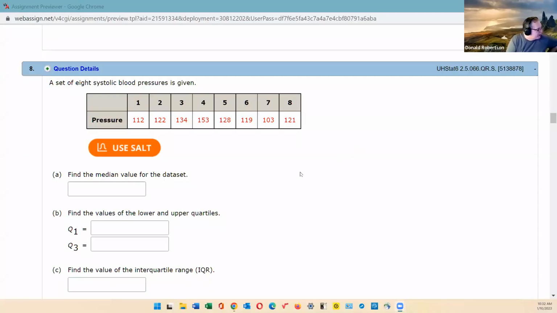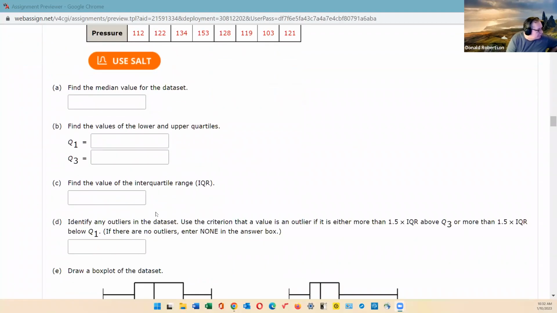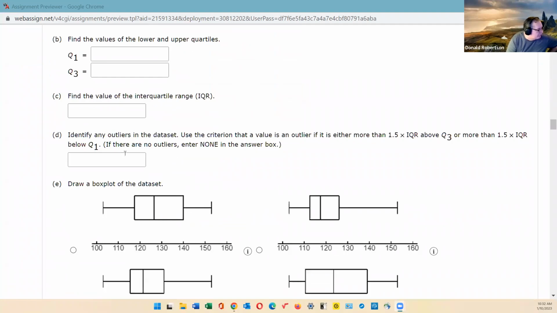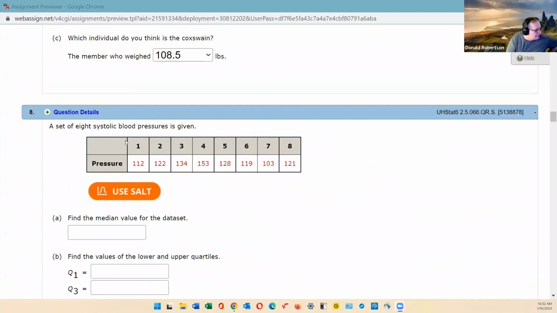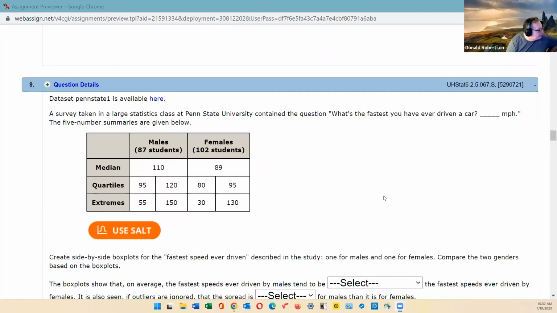Now, let's nip over to homework. In this one, here's your data set. You would find the median, Q1, Q2, find the interquartile range, do the box plot. I mean, isn't that basically just a very similar question, right? So none to see.